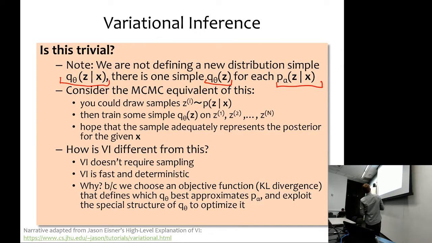So when you train that q theta of z, it doesn't know anything about x. But the samples z1, z2, zn were sampled from P of z given x, and so they should be representative of the distribution over z's for that particular x. Okay, and so the hope is that that sample adequately represents the posterior for the given x.